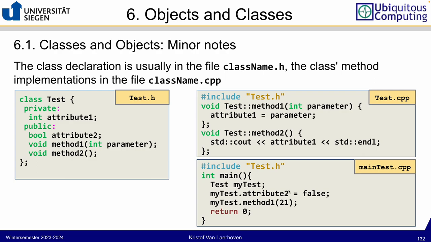So we know now that we can set attribute 2 to false or true, or get attribute 2, by saying myTest.attribute2 equals false. This dot operator is saying that for my object myTest, we now access attribute 2. And since there are no braces here, we know that this is an attribute and not a method. If we have braces, like over here, we know that this is a method. So myTest.method1 means we call the method method1 with this particular parameter, 21. If this makes sense, method1 probably should have been called setAttribute1, then we know that attribute 1 now has the value 21.